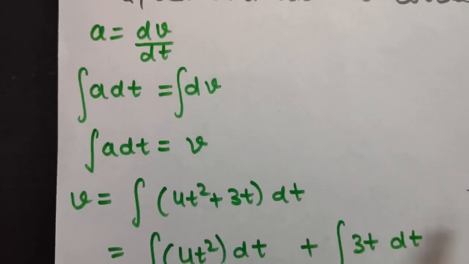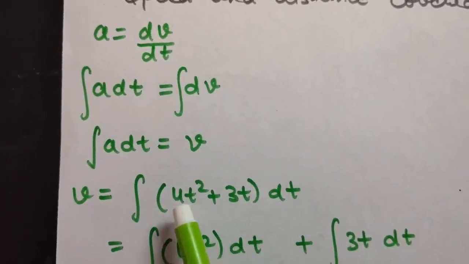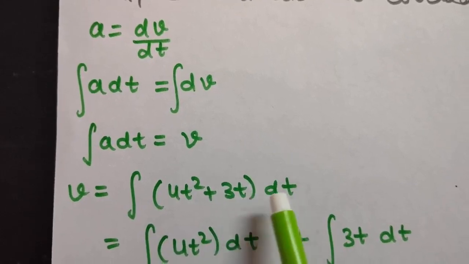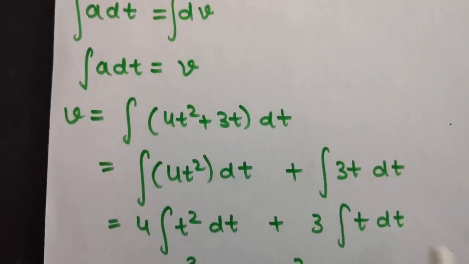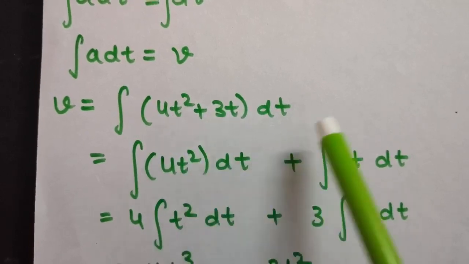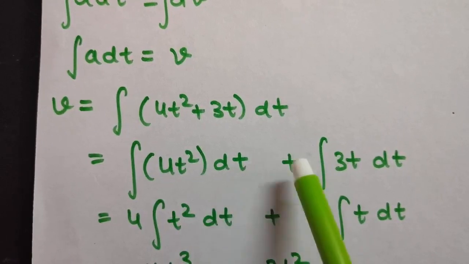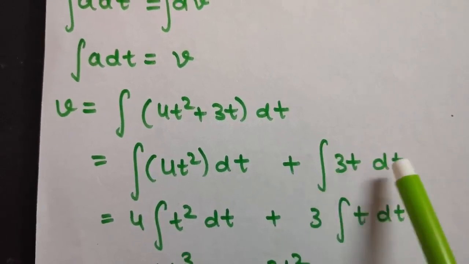So now to calculate velocity, we'll put the value of acceleration which is given in the question, that is 4t square plus 3t into dt. Now we have to do integration. Again there are two terms, so the integration will be separated into two parts, that is integration of 4t square dt plus integration of 3t dt.